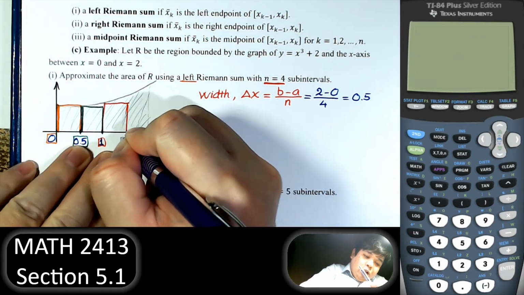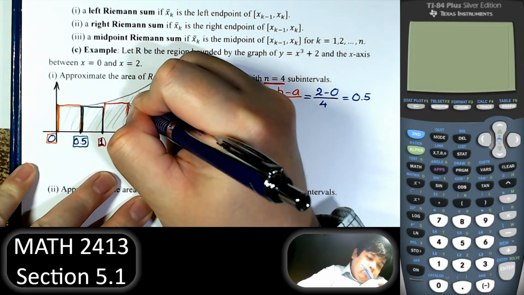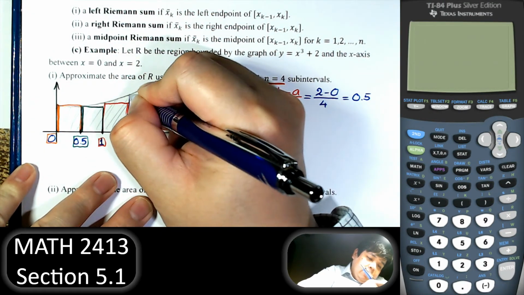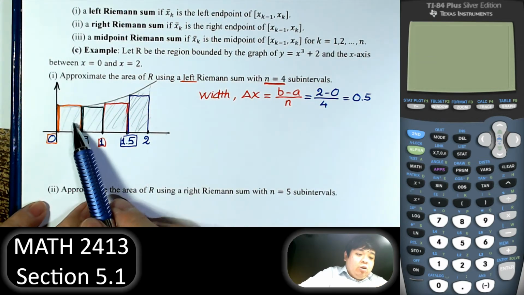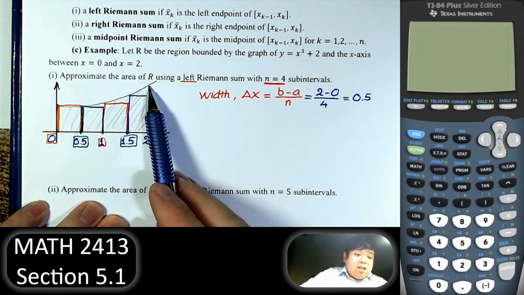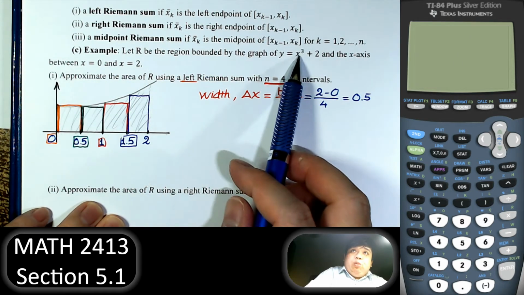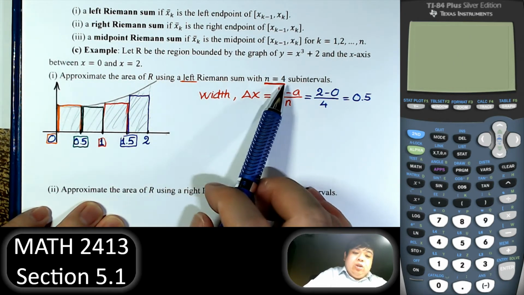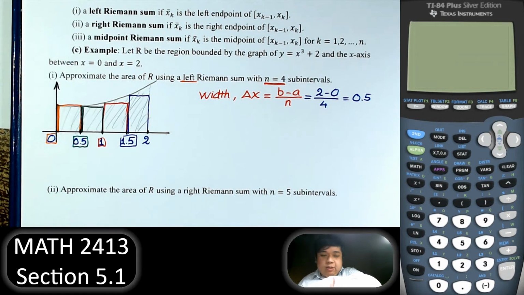From 1.5 to 2, we use the left endpoint to find the height of that rectangle. Adding the area of those four rectangles gives us the estimated area under the curve y equals x cubed plus 2 from 0 to 2 using four subintervals. So in this case, just do one by one.